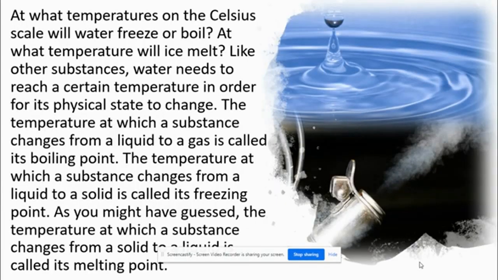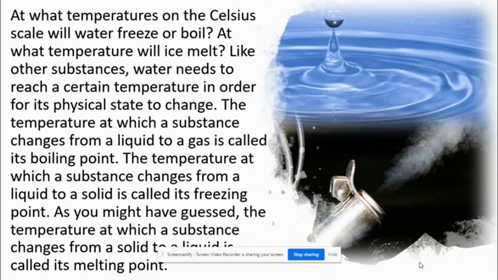At what temperature on the Celsius scale will water freeze or boil? At what temperature will ice melt? Like other substances, water needs to reach a certain temperature in order for its physical state to change. The temperature at which a substance changes from a liquid to a gas is called the boiling point. Now, all substances will have a boiling point, even metals. They will have a boiling point, and that's the point that they begin to change from a liquid into a gas.